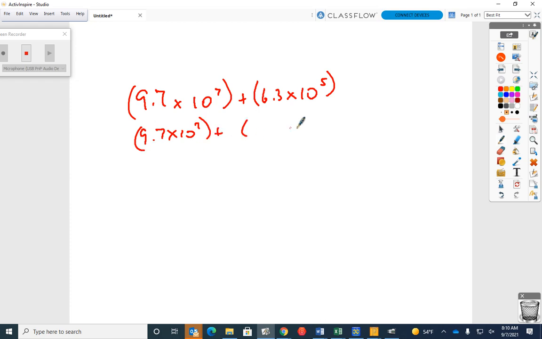Now this one is going to change because this 5 needs to become a what? So if I go up 2, I'm going to go where? Left 2, right? Okay, so this is times 10 to the 7th. I move this 2 places. What's that going to give me? 0.063.